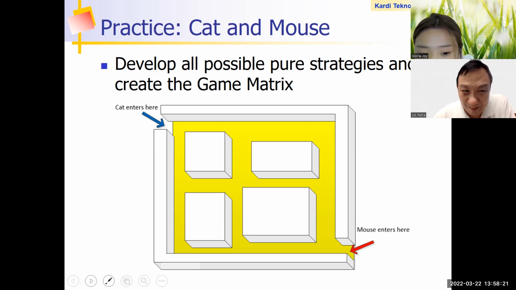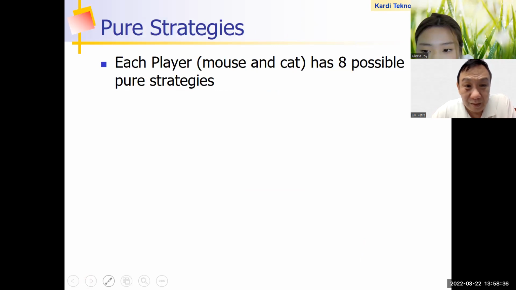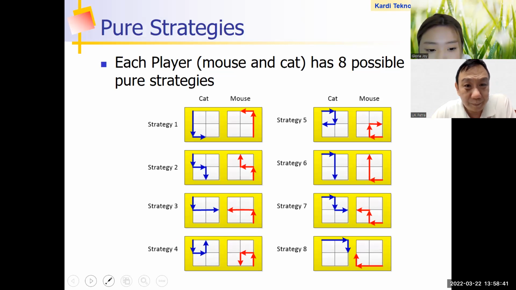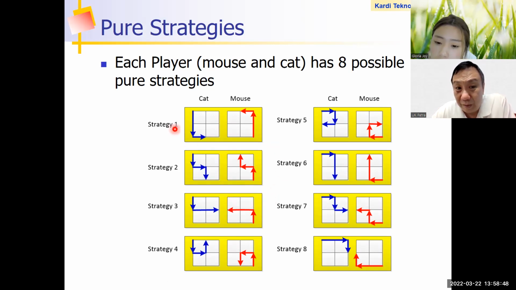Do you understand the problem? You need to create the game matrix. Then you need to put all possible actions, the alternatives. Each of these I'll draw here is all the possible pure strategies, the actions. The cat starts from here, so 1, 2, 3, three steps.